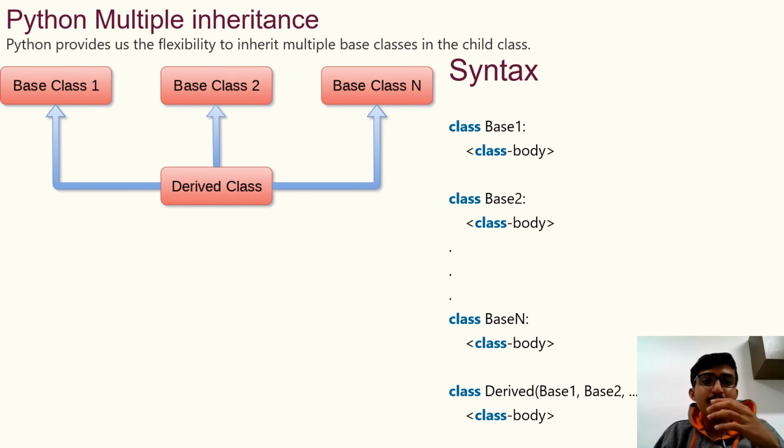Now multiple inheritance. Multiple inheritance is nothing but deriving a single class by using two or more base classes. Now we have the syntax here: class derived, with base 1, base 2, up to base n. By using them we have created the derived class from base 1, base 2 and base 3. This is it. Let's move forward.